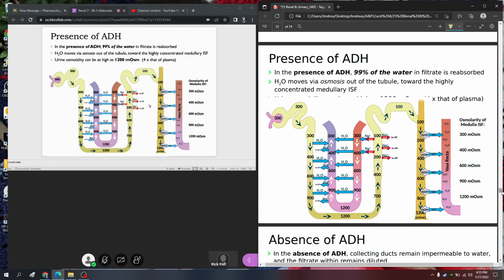And if you're super, super dehydrated, your urine is going to be at 1,200 milliosmoles. Again, I want you guys to get the application of this. So what does that mean? What is your urine going to look like if you're super dehydrated?